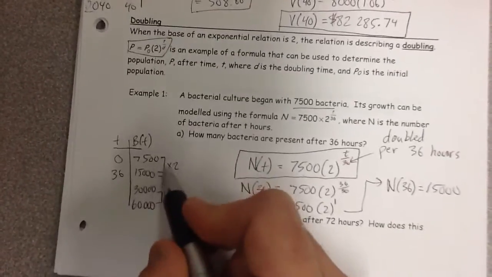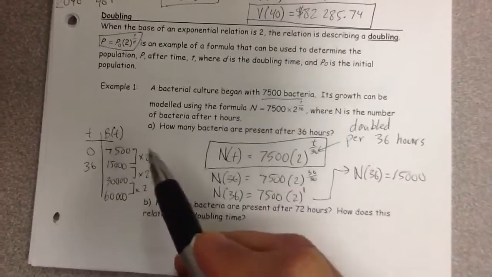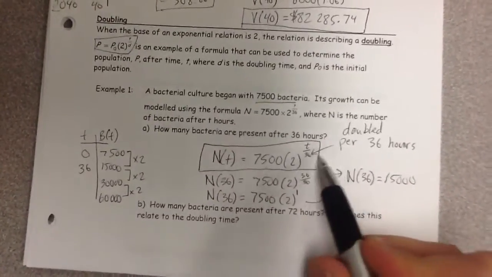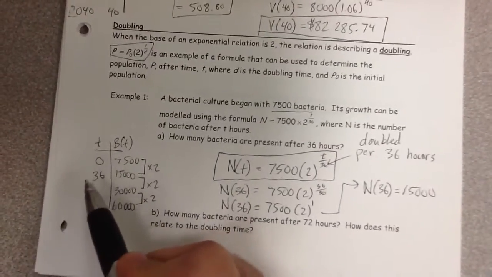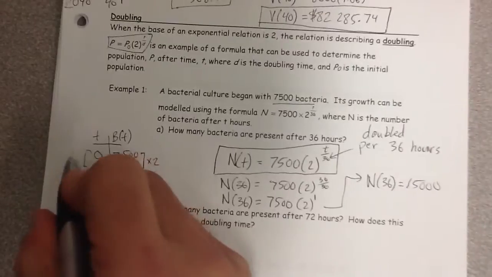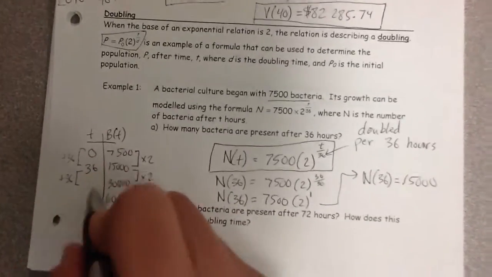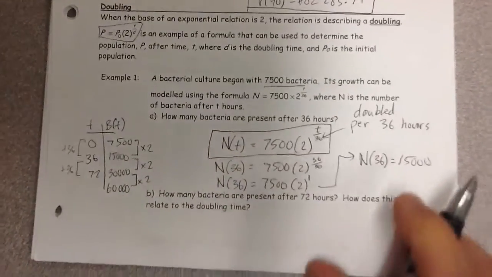Okay? So this doubling time, it's doubling. This 7,500 is doubling every time. That's the common ratio, the base. But it's doubling every 36 hours. Okay? So it's not going up by ones, it's going up by 36s. Okay? So every 36 hours, this is going to double. So at 72 hours, it's going to be 30,000 and so forth.